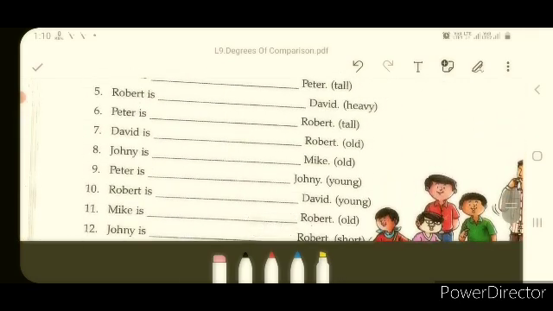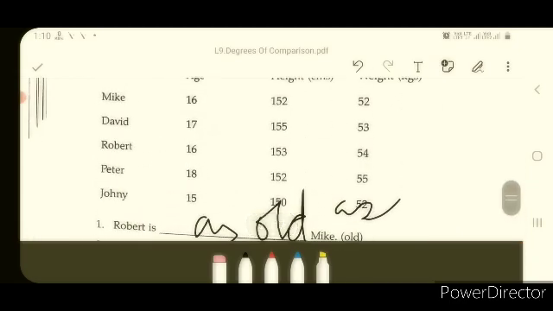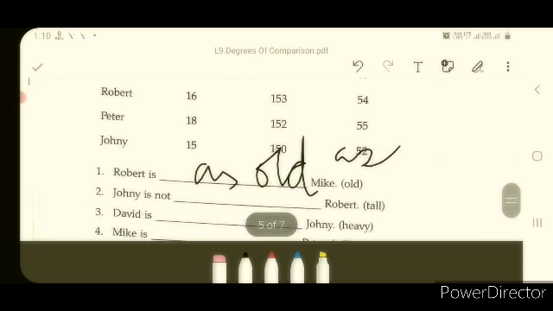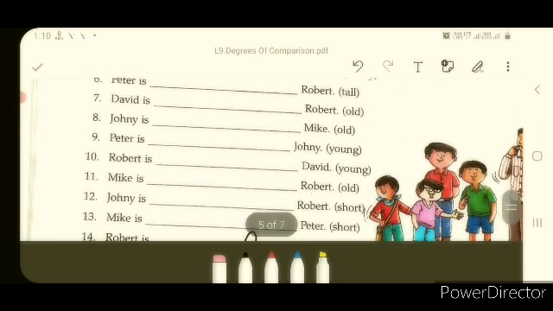Number 10. Robert is dash David Young. Robert, David. Let's compare. Robert 16, David 17. Of course, who's older? David is older. Robert is younger. So what does it say? It puts stress up in Robert. So Robert is what? Young. So what will it be? Comparative form of young. Since one is younger, the other is older, we are putting stress upon Robert. So what will be the answer? Robert is younger than David.